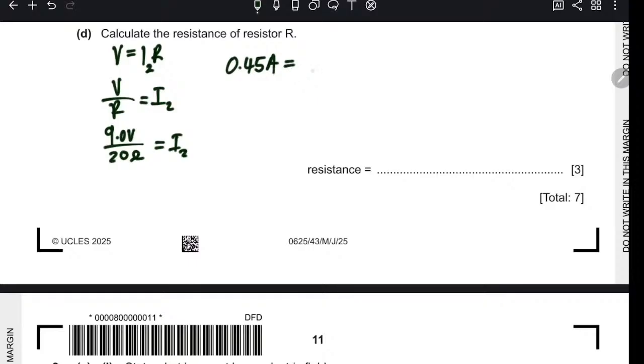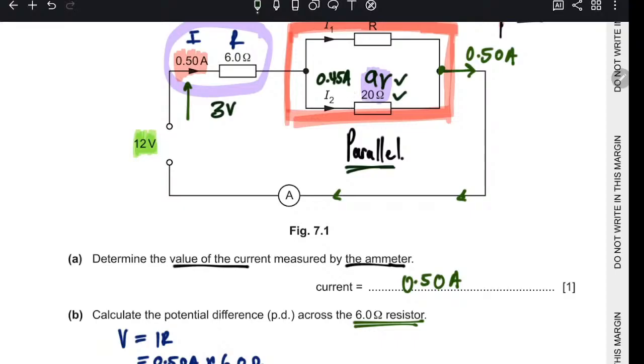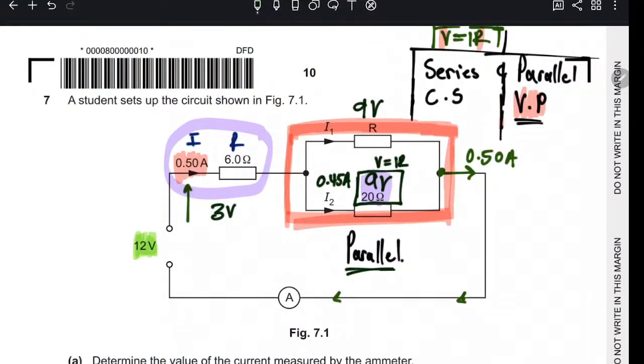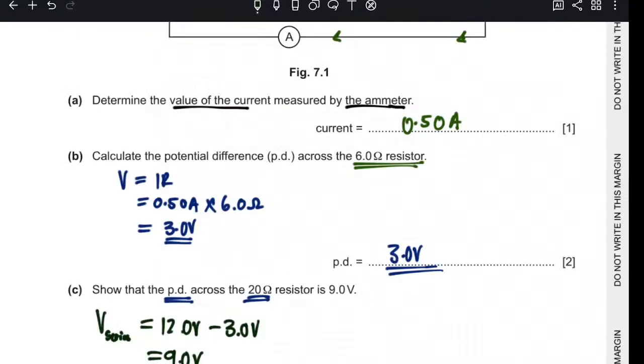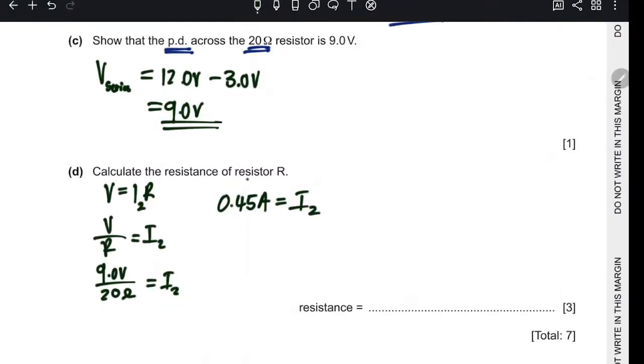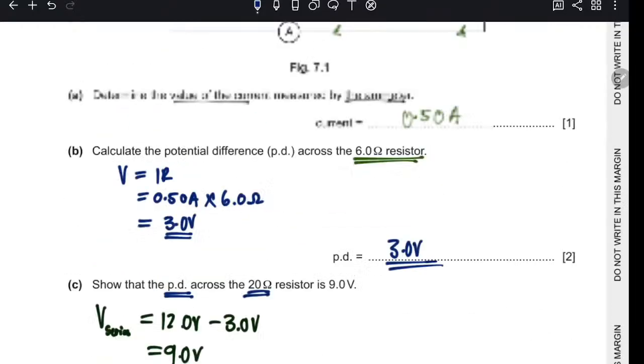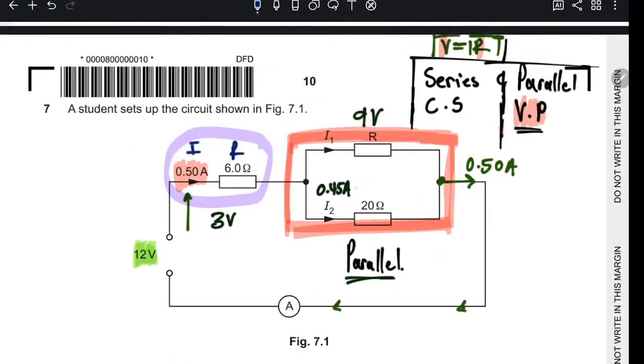All right. Now, students, don't let me down. We now know that this is 0.50 amps. What did they ask? Calculate the resistor R. Okay, we go step by step. So this is 0.45 amps.